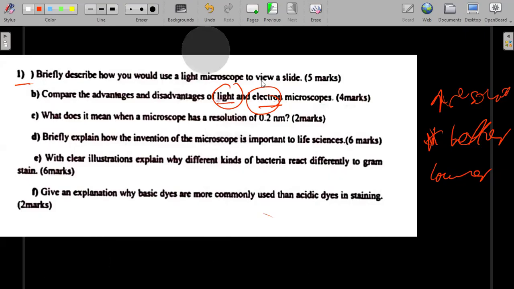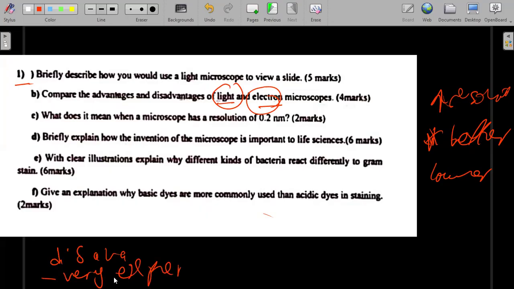Anyone to tell me one of the disadvantages? If you've been following, what can be a disadvantage of this electron microscope? Let's get even two. Yes, it is expensive. True, it is very expensive compared to a light microscope. What else apart from that?